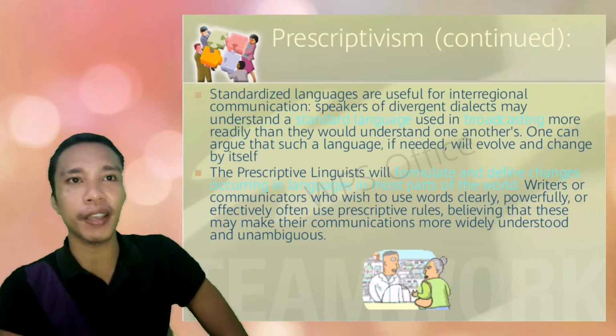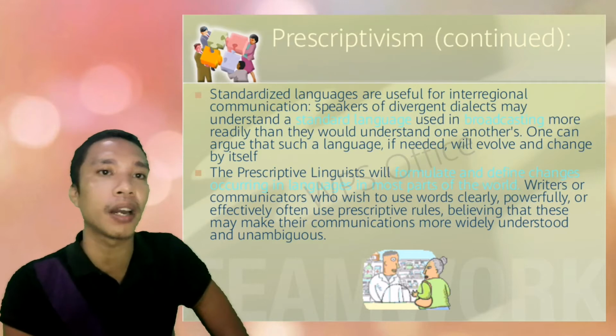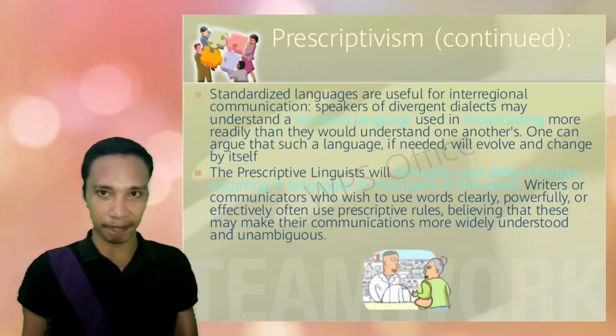And because of them, because of their many years of works, language standardization came up. So standardized languages are useful for inter-regional communication. All right, speakers of divergent dialects may understand a standard language used in broadcasting more readily than they would understand one another's. So what do you mean exactly by this?